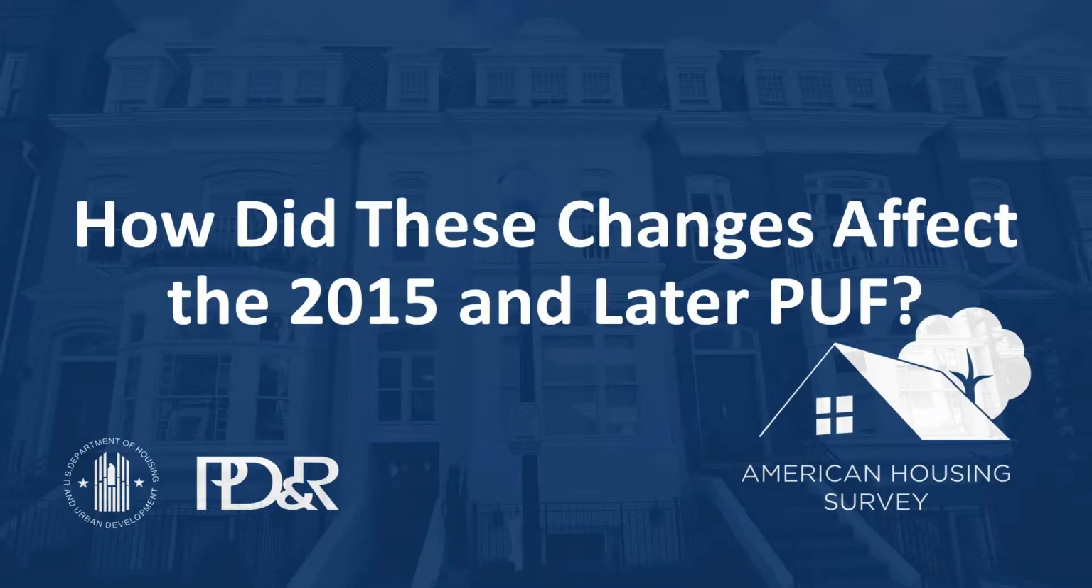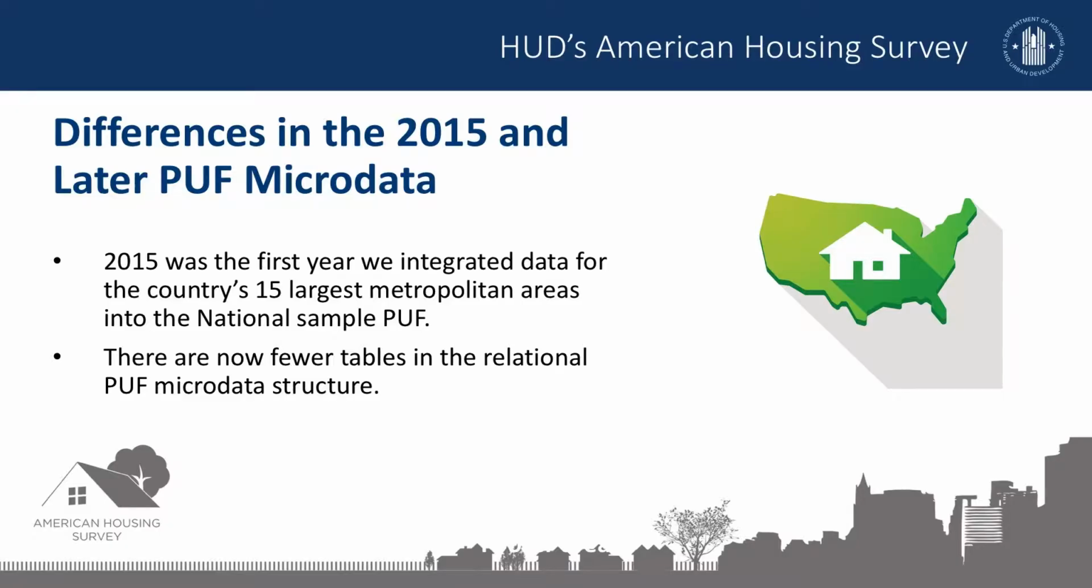Now, let's look at how these changes to the AHS sample affected the 2015 and later PUF microdata. If you have used prior year PUF microdata, you may notice some similarities between the 2015 and later PUFs and earlier versions. For example, like prior year PUFs, we published separate PUF microdata for the integrated national sample, the national PUF, and the independent metropolitan area samples, the metropolitan area PUF.